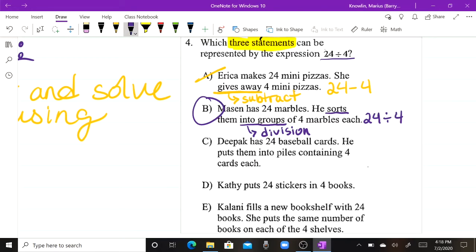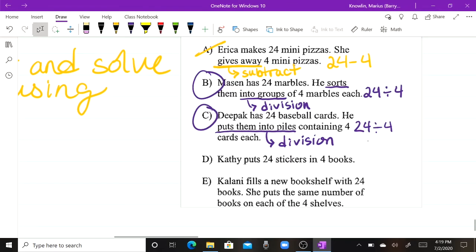Let's look at answer choice C. It says Deepak has 24 baseball cards. He puts them into piles containing 4 cards each. Once again, when somebody is sorting or putting things into piles, it's a form of grouping. Once again, that represents division. So he's taking his 24 total cards and he's going to split them into groups where each group has 4 cards apiece. Once again, that is 24 divided by 4. So that's another answer choice there. And I should have been using a different color. Let's go ahead and go to the next color.